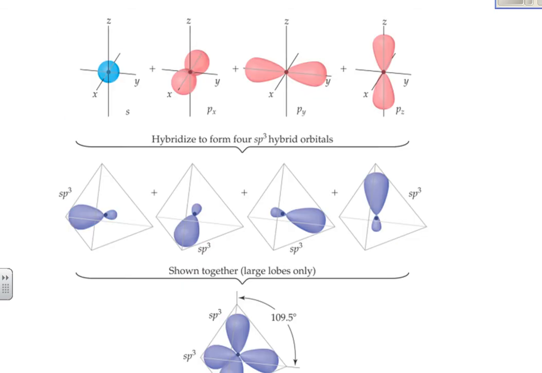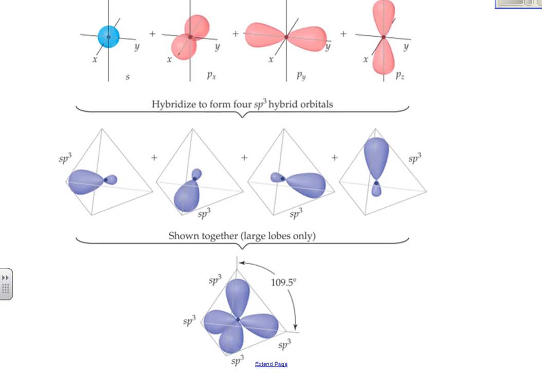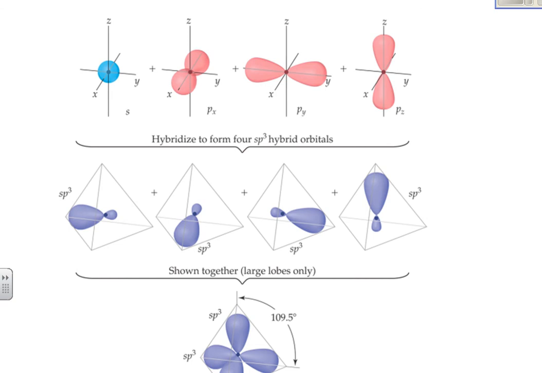Here we have the hybridization of the s and all three p orbitals. So the px, the py, and the pz. And so this would be something if we needed to bond four things together. So this would be particularly important if we looked at, for instance, methane.